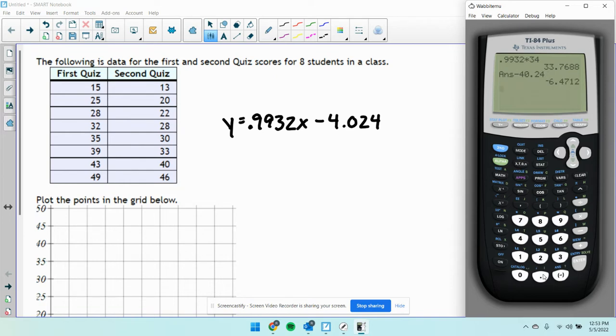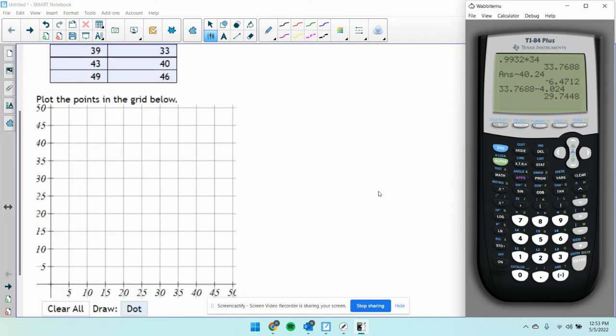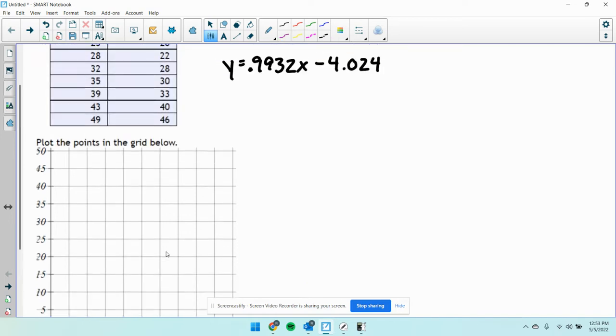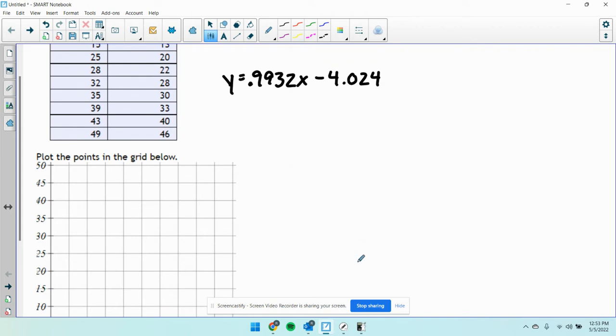Oops, that's not what I meant. I want to take this and do minus 4.024. I get 29.7. Okay.